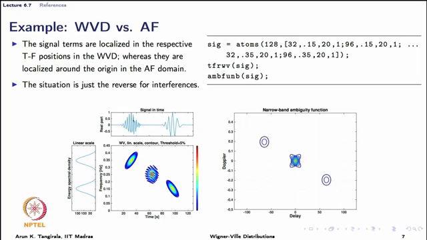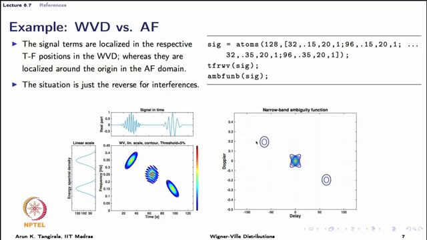Because of the amplitude modulation, these atoms are of finite width. What is important to us is the presence of this interference term. The interference term is actually located midway in the time frequency plane, but midway with respect to the time and frequency centers of the atoms.